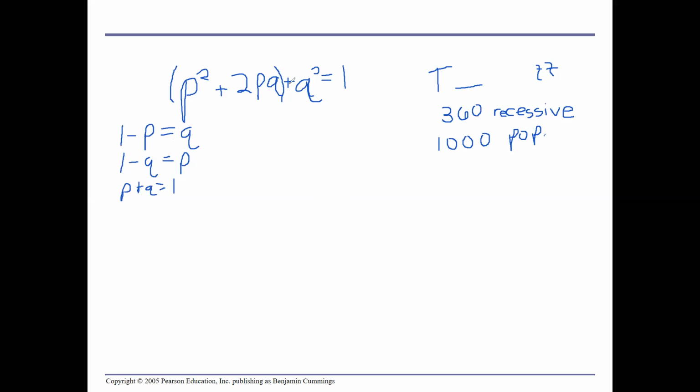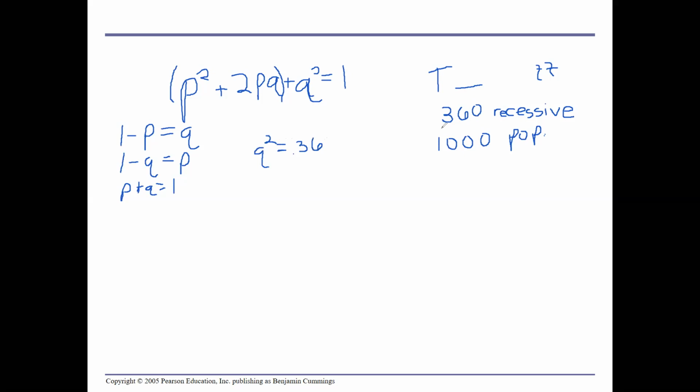So if Q squared is equal to 360, for this population, that's basically what it is. Well, what does that mean? Well, 360 out of 1,000. That's the percentage of the population that is. So we're going to take 360 and divide by 1,000. So Q squared is actually equal to 0.36. See that? That's the percentage of the population that is recessive.